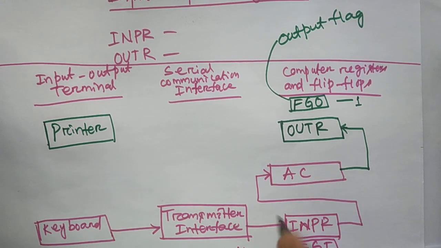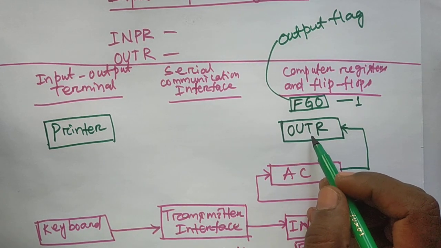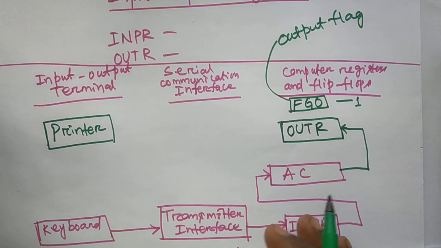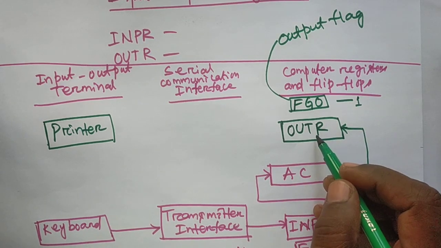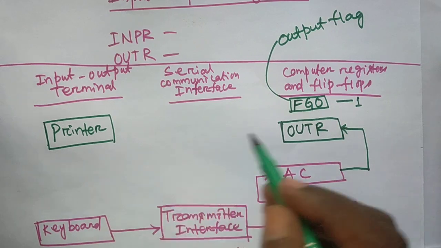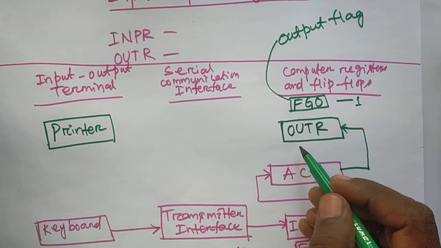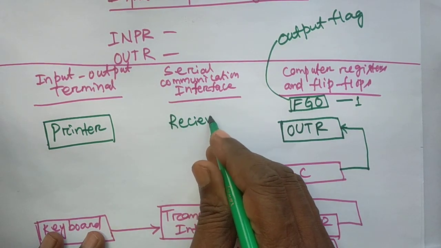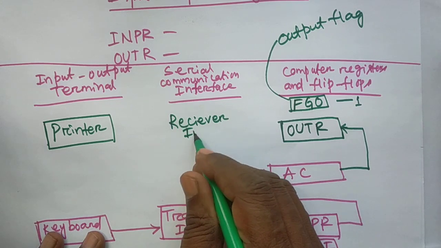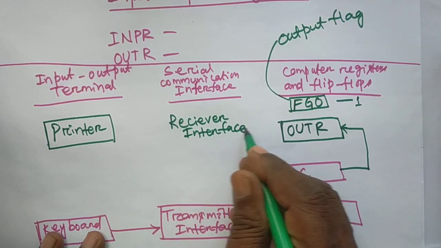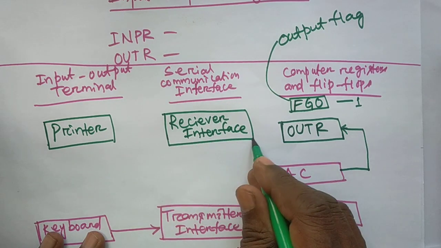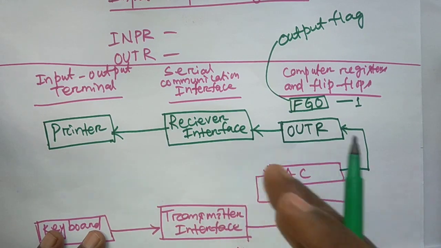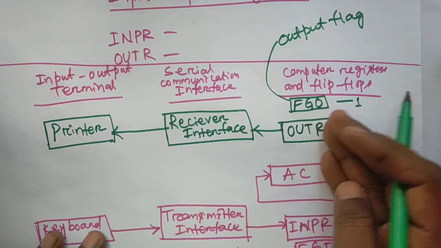Direct data transfer from the output register to the printer is not possible. The output register cannot send the data to the printer. In that case, some receiver interface is required to receive the data from the output register, and that receiver interface transfers the output data from the output register to the printer.